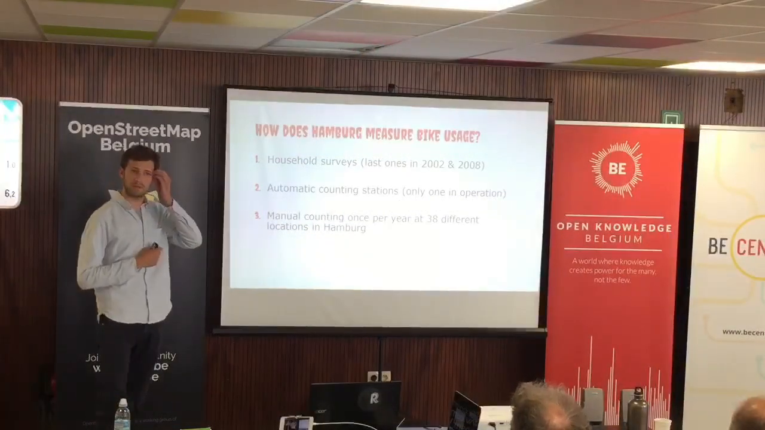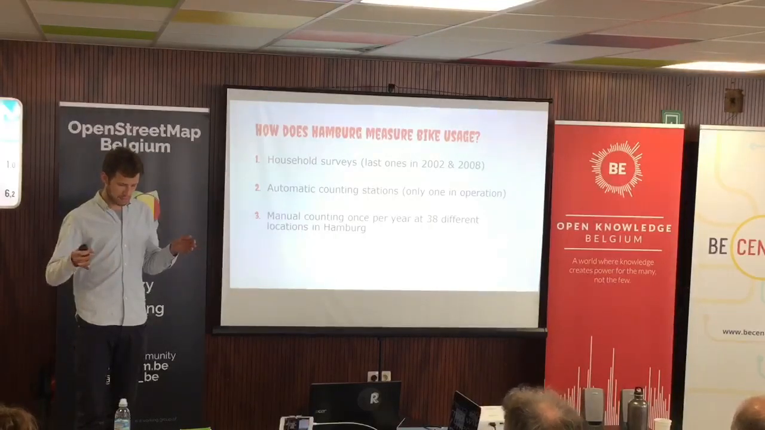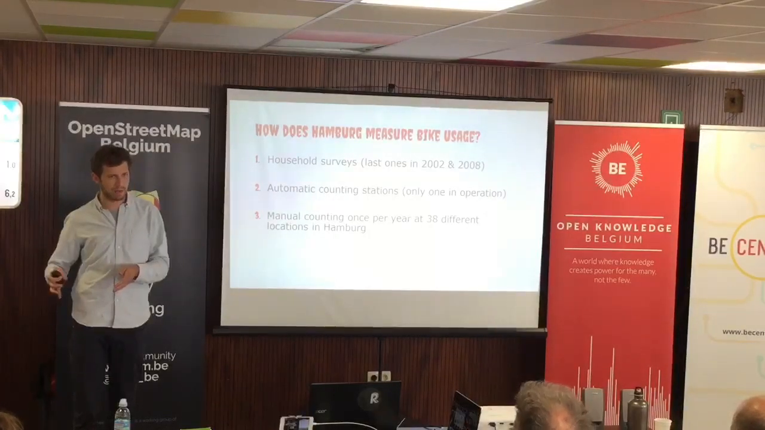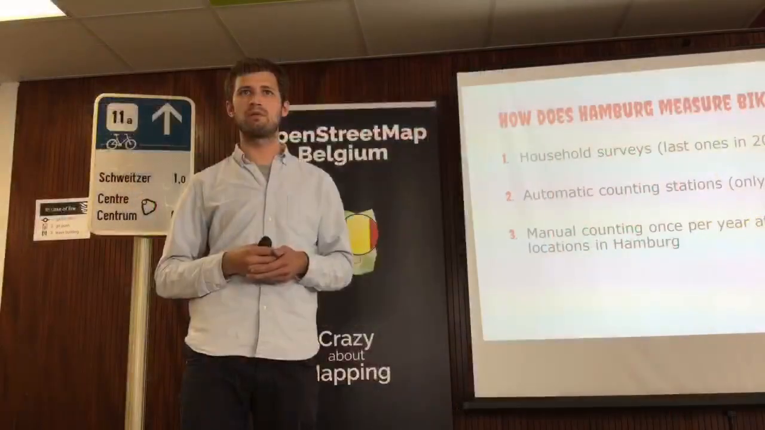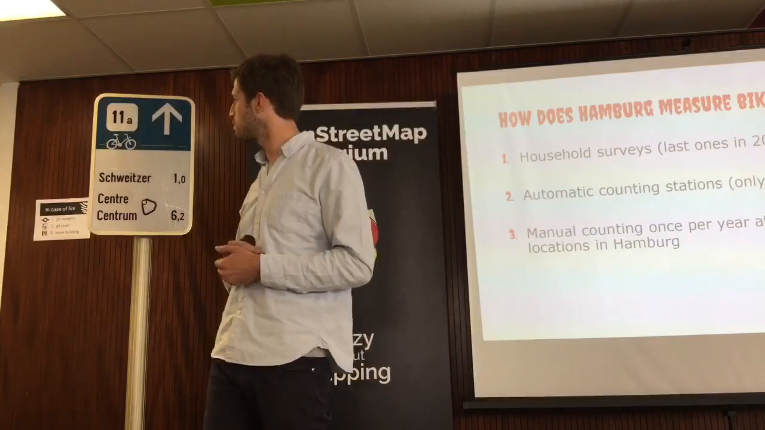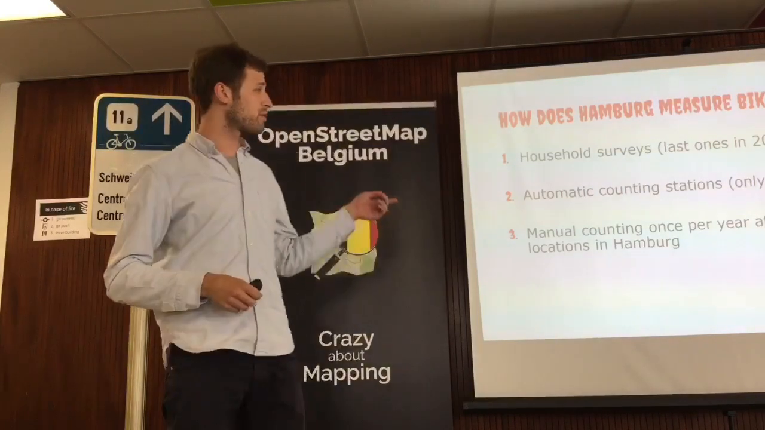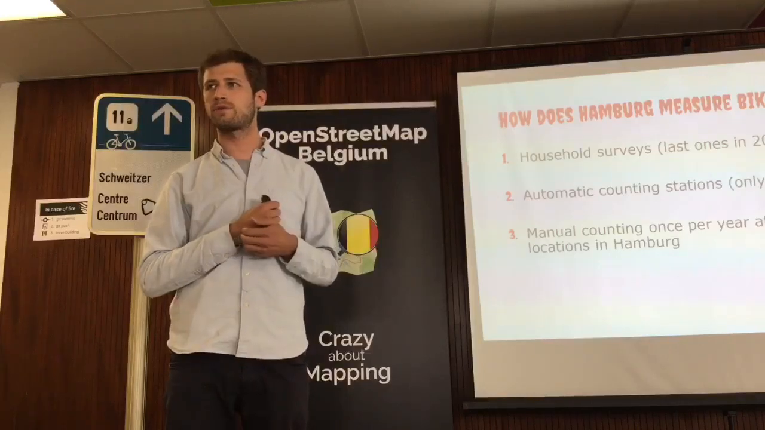I have no idea if there's something like this in Brussels. You can imagine this, there's a machine next to a bike path, and it just counts literally how many people are passing by. This is pretty expensive. I don't know how much exactly, a couple of thousand euros. And one of these machines is like 30,000 euros.